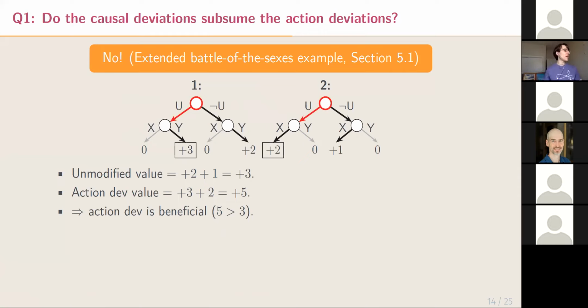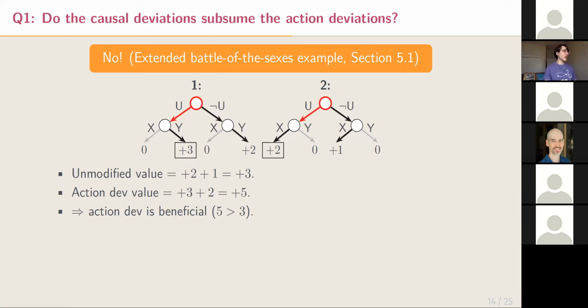But if we apply an action deviation, there's actually a really easy way to gain value. All we do is we choose the u action at the beginning of the game, always, and we'll get a value of 3 in the first scenario and a value of 2 in the second. So here you can really see the power of this recorrelation idea. Because the original strategy profile had correlation between the two players, the action deviations are allowed to temporarily break that correlation and then recorrelate afterward to get better value.